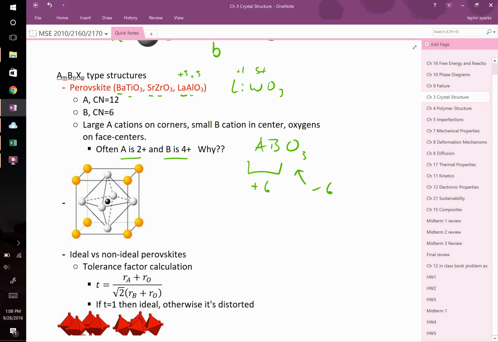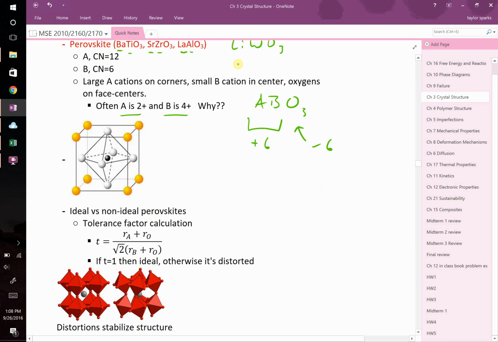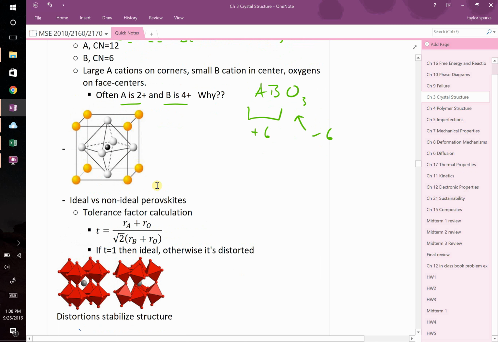It's more common that they're going to differ in size, which might be accommodated by putting the big atom where the orange spots are and the small atom where the black spot is, okay? Now there's ideal and non-ideal perovskites. You can have an ideal perovskite, meaning that this is perfectly cubic, meaning that the anions touch the cations everywhere. That means right here, those two would be touching, right? And also right here, those two would be touching.